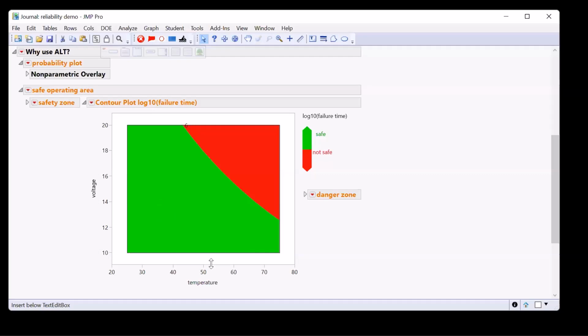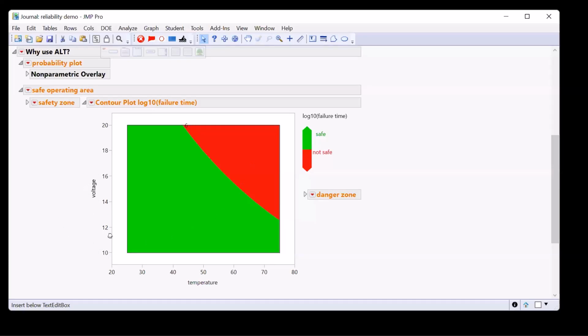Right? And you can also use this to make trade-offs. Let's suppose a customer or a designer says, well, we really want to operate the part we have at 60 degrees C. You can say, that's fine, you can run it at 60 degrees C, just make sure that the voltage doesn't get too high. Or same thing, they want to run it at a high voltage. Again, that's fine, but just don't run it at too high a temperature then, because you'll start to get into this red region.